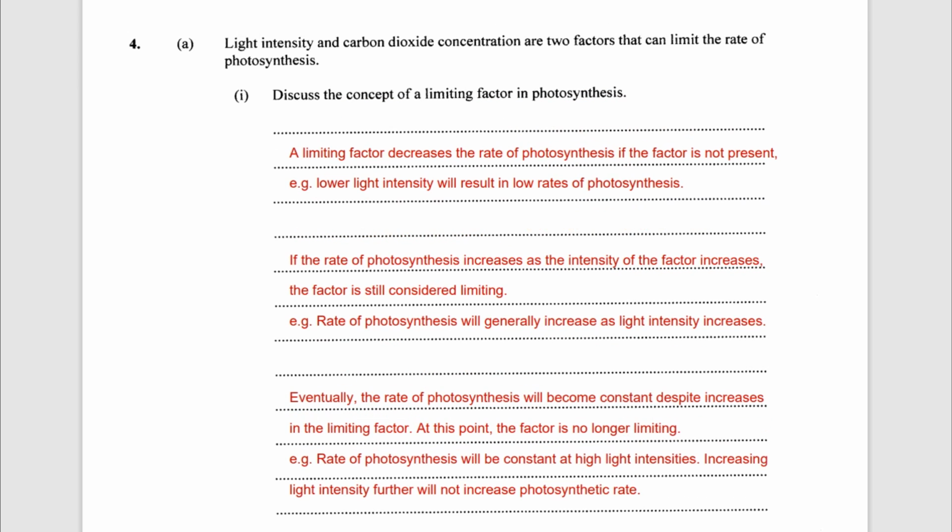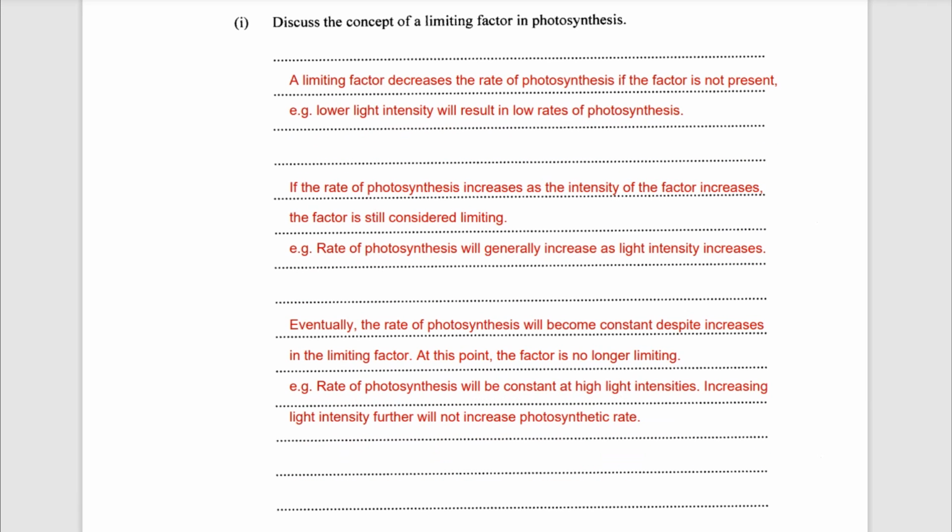Question 4. Light intensity and carbon dioxide concentration are 2 factors that can limit the rate of photosynthesis. Discuss the concept of a limiting factor in photosynthesis. Okay, so what a limiting factor is, think of it like this. If that factor is not present, the process will not occur. So if you don't have light, photosynthesis will not occur, even if you have water and carbon dioxide and the correct temperature. Light in this case is the factor that will actually limit the rate of photosynthesis. If it's not there, it will not occur.